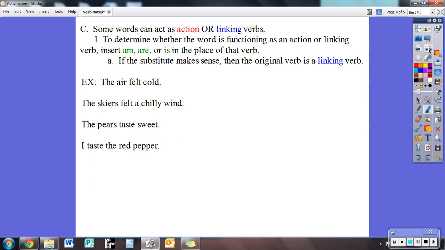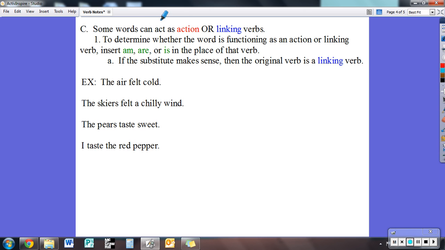Okay, now these final notes are important pieces of information. So read here at the top. Some words can act as action or linking verbs. And now here's an important rule so that you know how they're being used in the sentence. It says to determine whether the word is functioning as an action verb or a linking verb, insert either am, are, or is in place of that verb. Then, if the substitute makes sense, the original verb is going to be a linking verb. So I have some examples here.